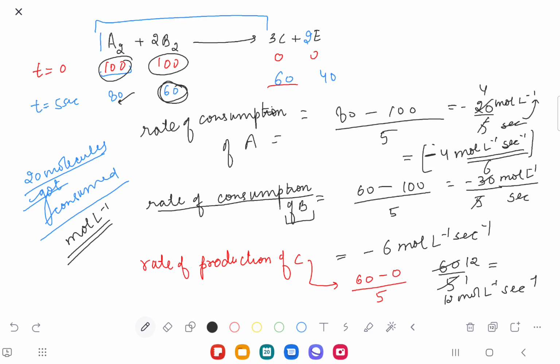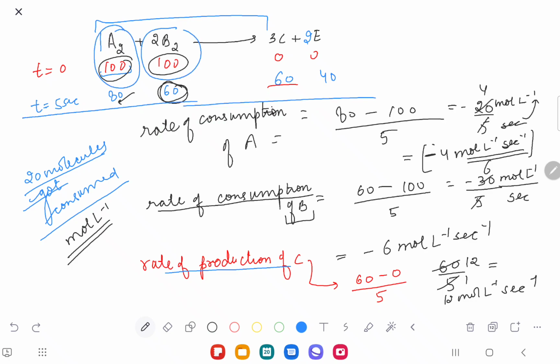So what exactly here do you think would happen? Why am I calculating these rates of production for you? To show you that for a particular reaction, individual reactants decrease at different speeds, and individual products are produced at different speeds. So, for example, if you calculate the rate of production of E.